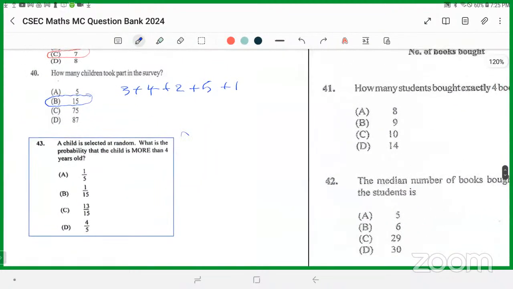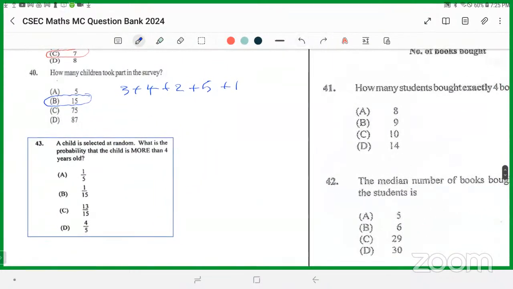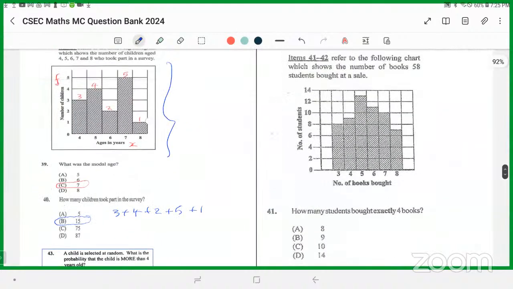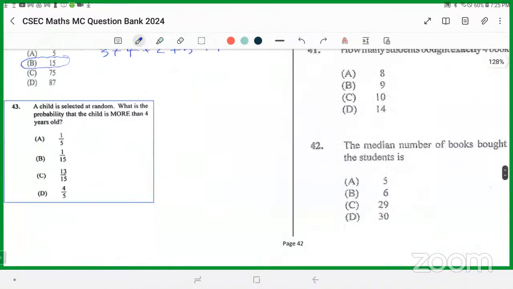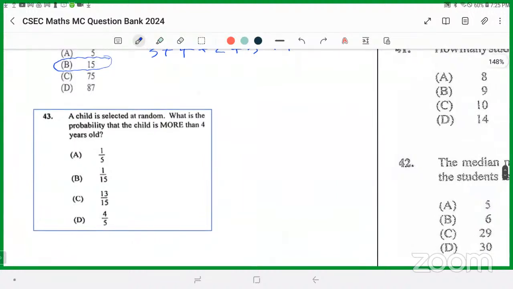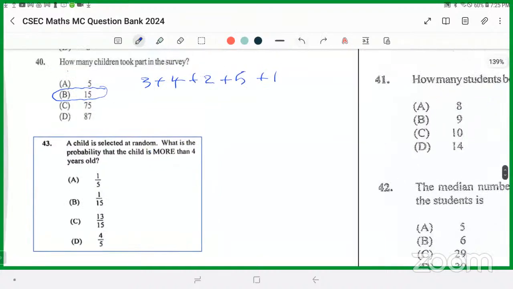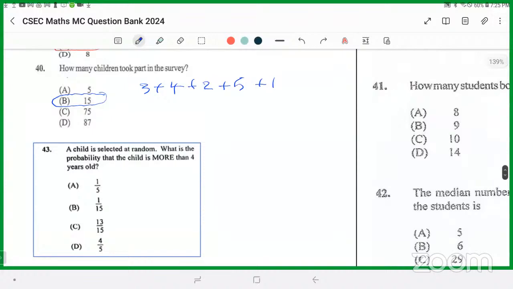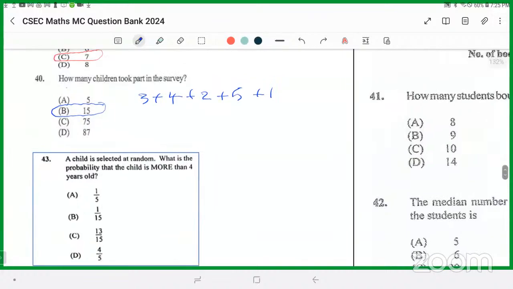It says a child is selected at random. So this is another question from another paper with the same information that was given. A child is selected at random. What is the probability that the child is more than 4 years old? So it means that you're not including the 4. So it's 5, 6, 7, 8. I want to know how many children, 5, 6, 7, 8.